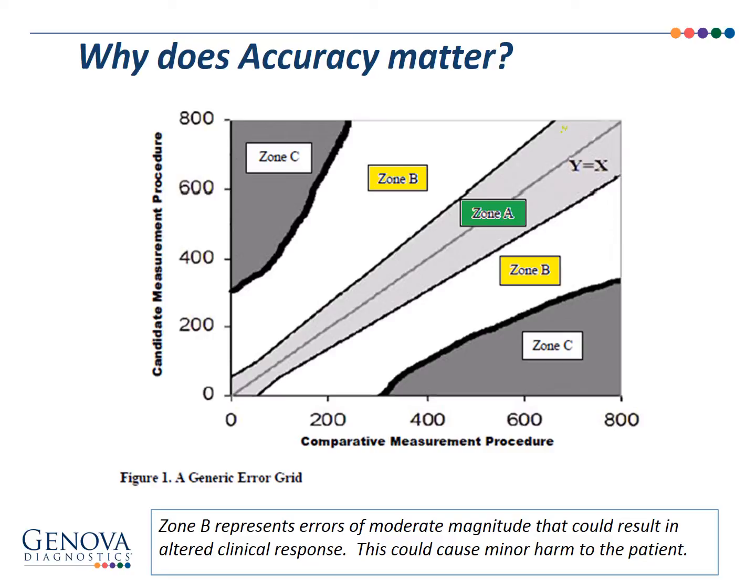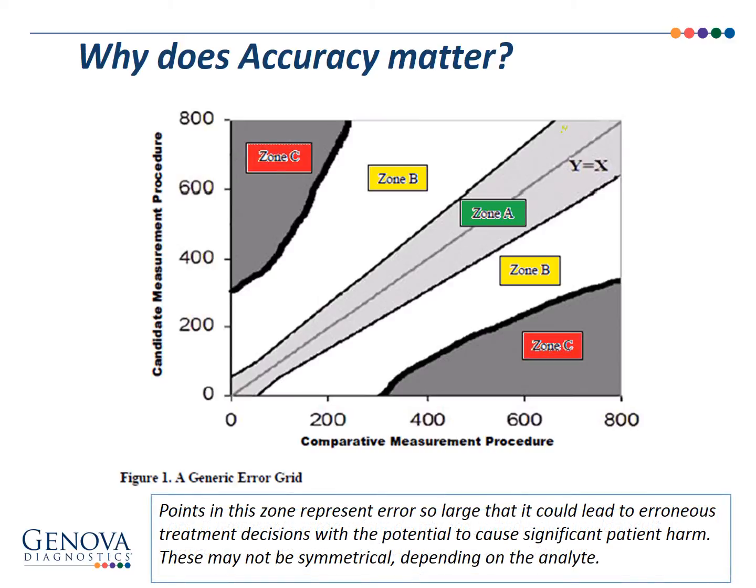Zone B here in yellow, this is going a little bit further out from the line. So this is saying these are errors of moderate magnitude that could result in altered clinical response. So this could cause harm to the patient. And then zone C, of course, are errors so large that they could lead to erroneous treatment decisions that could cause significant patient harm. So, depending on the assay, these zones might be larger or smaller. It may be asymmetrical. Maybe it's only bad if the errors are high or the errors are low. So this is just a generic error grid that we have here.